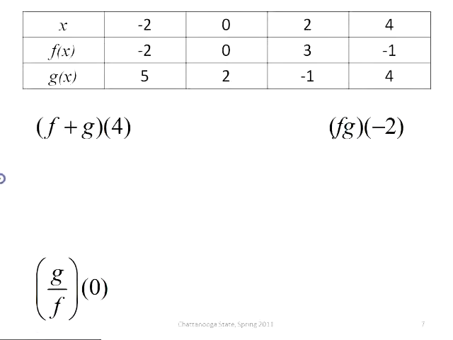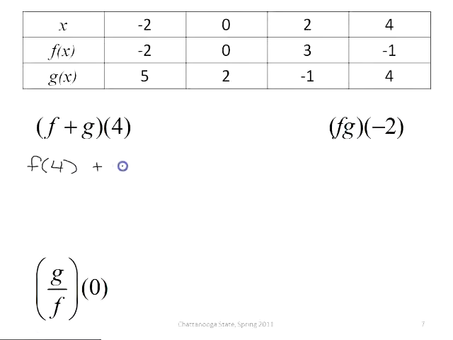Now let's find some values using our table. The x's are in the top row, and the f values, f of x, are in the second row. I'm sorry, I think I said numerator. I meant the top row. And the g of x values are in the bottom row.